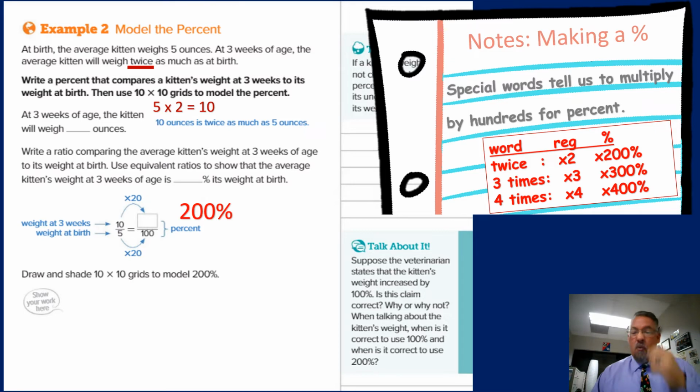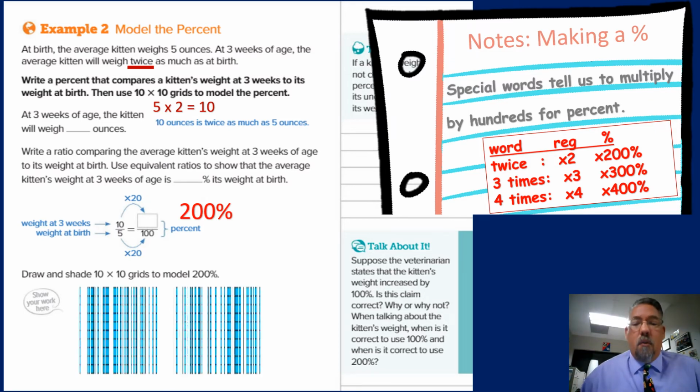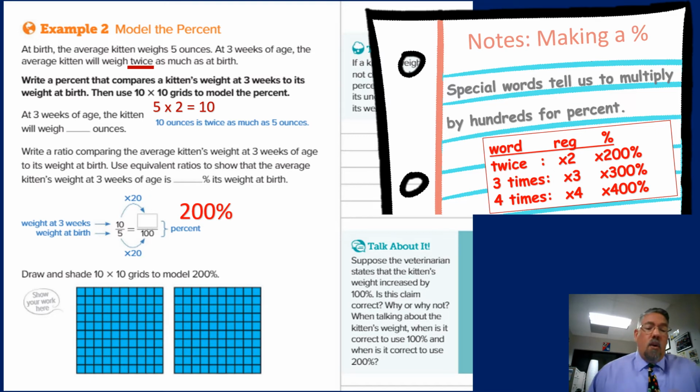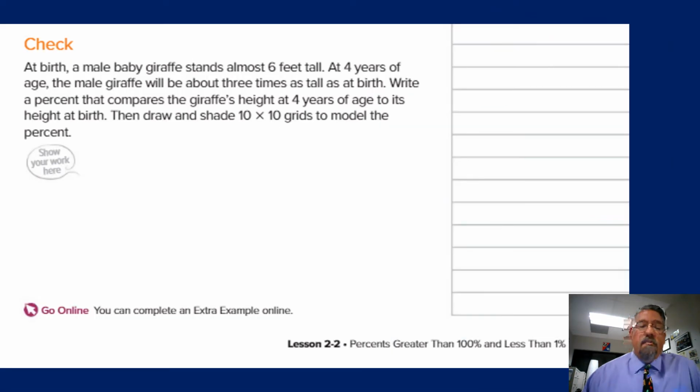So we just need to make sure that we understand what it is that it's telling me to do. When it asks me to draw it, then all I would do is draw 2 squares and fill them in. That should be pretty easy.